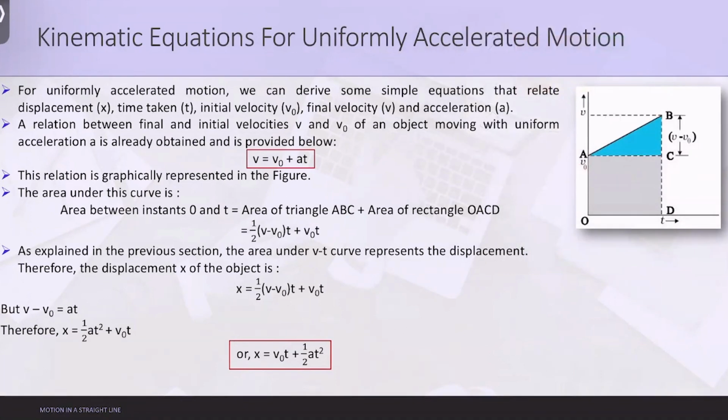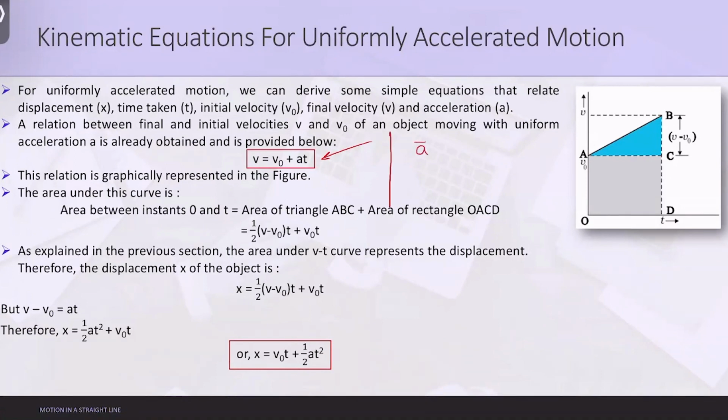For uniformly accelerated motion, we can derive some simple equations that relate displacement, time taken, initial velocity v naught, final velocity v, and acceleration a. A relation between the final and initial velocities v and v naught of an object moving with uniform acceleration a is already obtained and provided below. This was the first kinematic equation, which we derived in the previous case also. Just a recap of how we derived it.